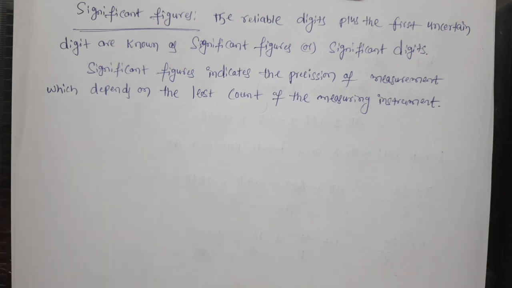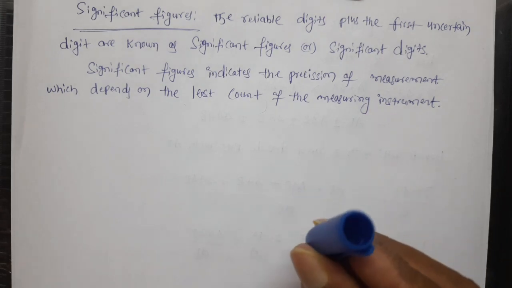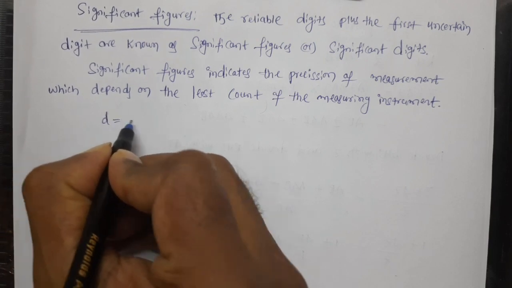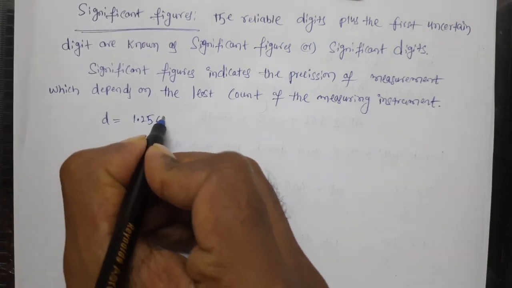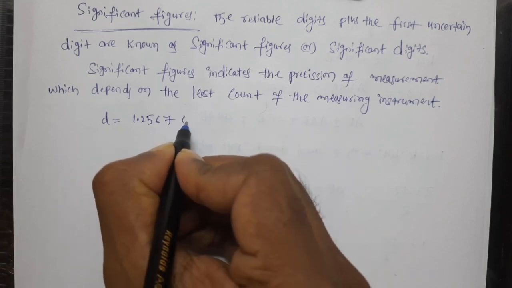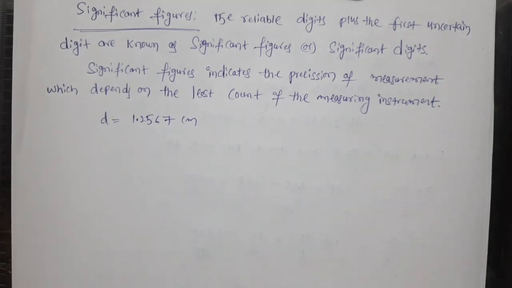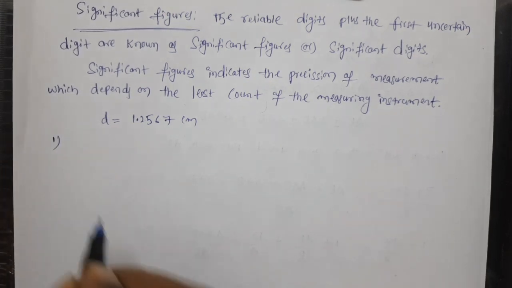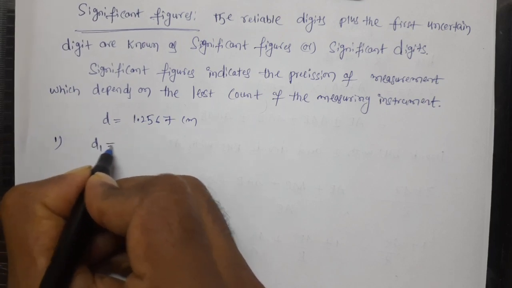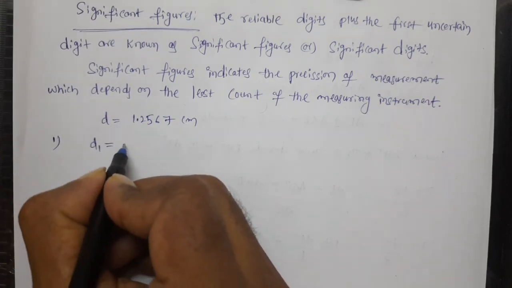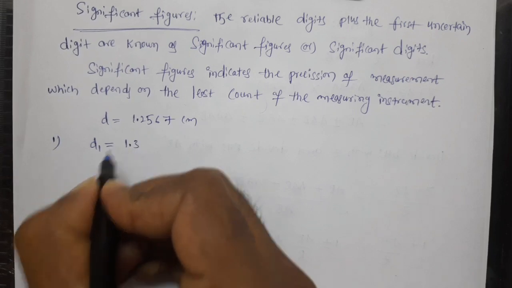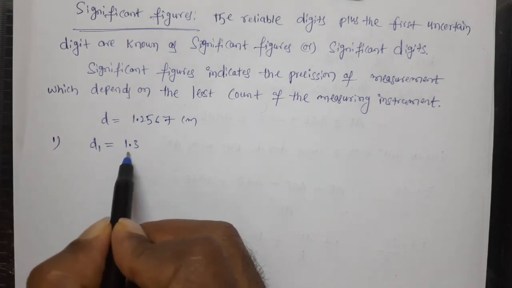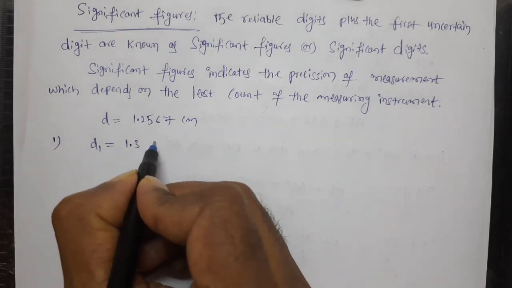Again, to explain this one, I take this example. I take this pen cap. Let's say the actual diameter of the pen cap is 1.2567 centimeters. Now using the first instrument, an ordinary scale, I measure. So how much do I get using the ordinary scale? I can say it is 1.3 or 1.2, whatever it is. So I should get the reading 1.2 centimeters or 1.3 centimeters.